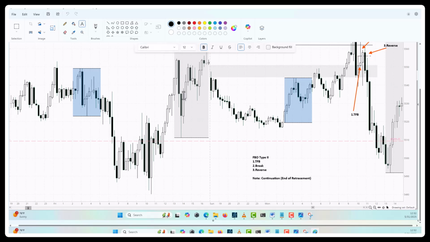Fix up right here. Basically, we want to say that it's type 2 continuation. We want to differentiate between type 1 and type 2. We want to see when it happened. Continuation. Yes, that's type 2 continuation.